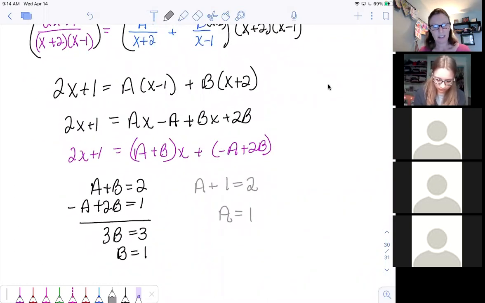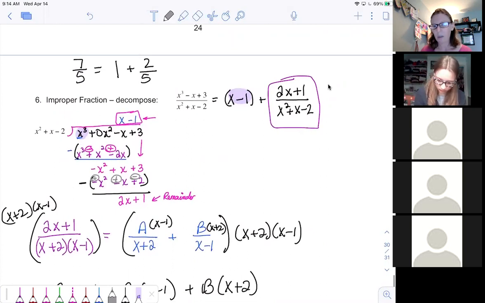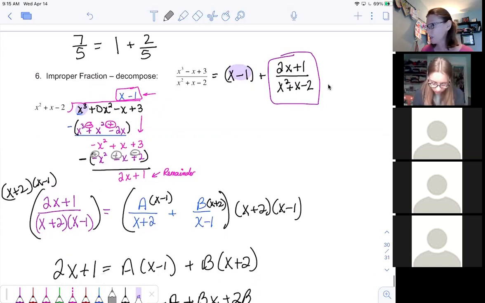Questions? All right, so when you go to write your answer, remember that the original fraction was x cubed minus x plus 3. And we pulled out or factored out using long division x minus 1. That x minus 1 still needs to be a part of our final answer, not just the partial fractions, but the quantity that we factored out by using long division.